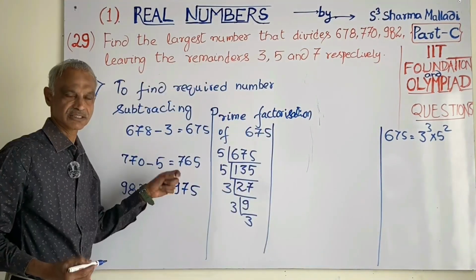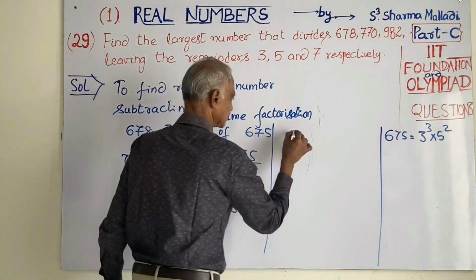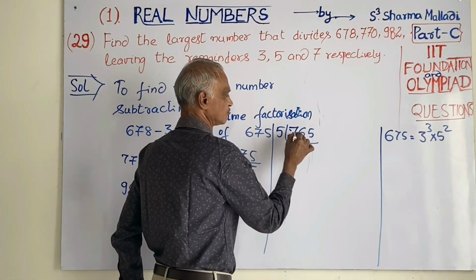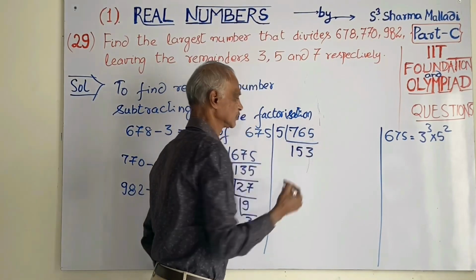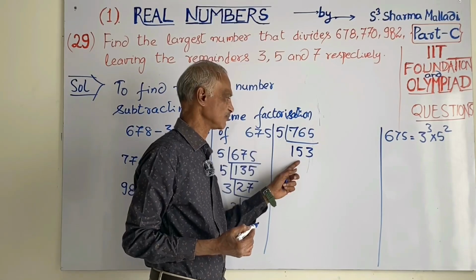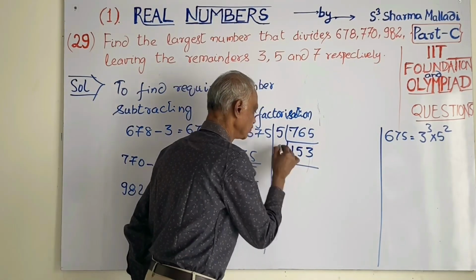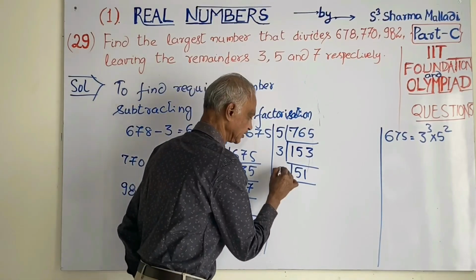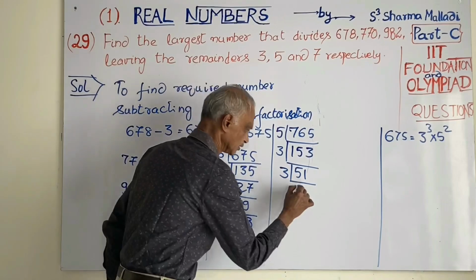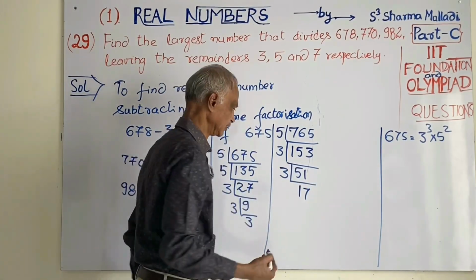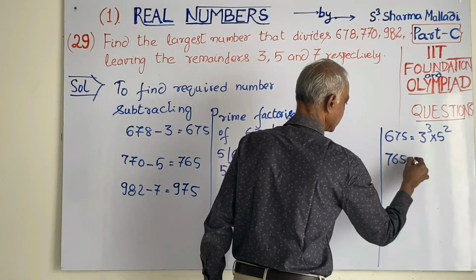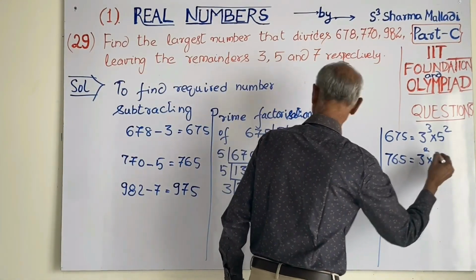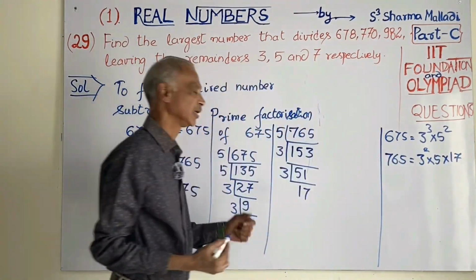Next, prime factorization of 765. Since the last digit is 5, we can divide with 5. 5 ones are 5, 5 fives are 25, 5 threes are 15. Again I will divide with 3. 3 fives are 15, 3 seventeens are 51. So 765 can be written as 3 square into 5 into 17.